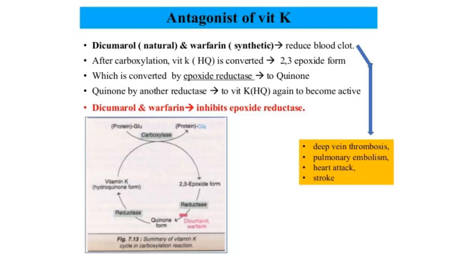So what are the uses of dicumarol and warfarin? These are used in deep vein thrombosis, pulmonary embolism, heart attack and stroke. The main mechanism of action of dicumarol and warfarin is that it inhibits epoxide reductase, thereby preventing the formation of the active vitamin K hydroquinone form.